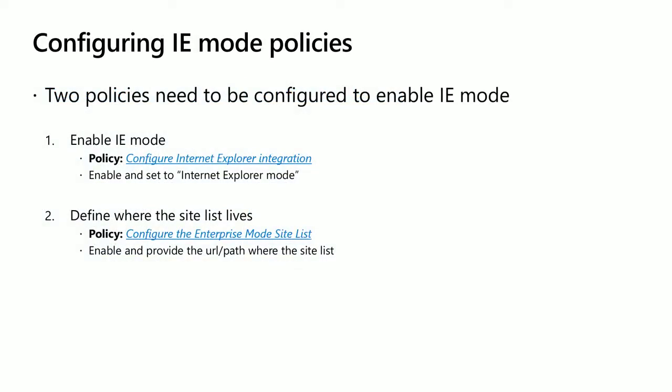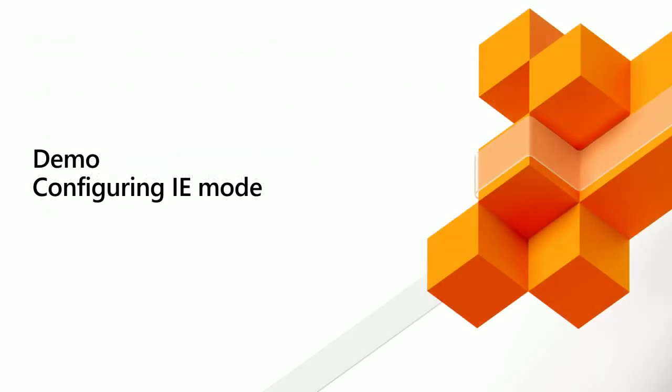So on to configuring IE mode policies. There's essentially two that you need to configure. One is essentially saying, use IE mode, right? It's called Configure Internet Explorer Integration. You set it to enabled and set it to Internet Explorer mode. And then you also need to define the site list that you defined earlier. You enable that policy and give it either the file path or the URL to where the site list lives. Okay? So let me walk you through what this actually looks like when you're trying to set it up.